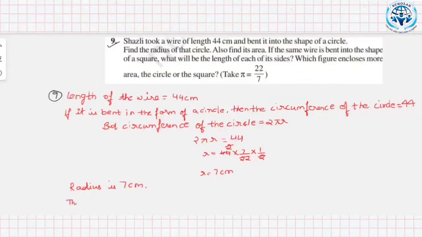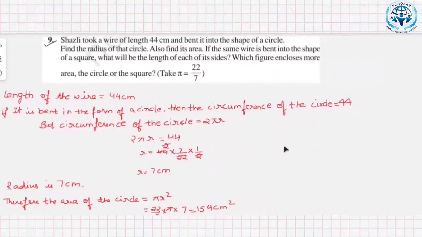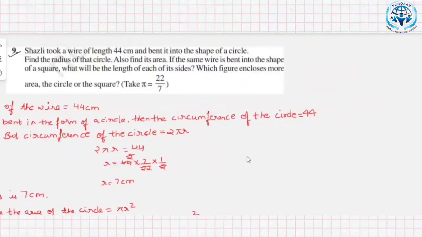Radius is 7. Now we will find out the area. Area is pi r square because it is a circle. We will put the value of r and we will get the area as 154 centimeters square. If the same wire is bent into the shape of a square, what will be the length of each of its sides?